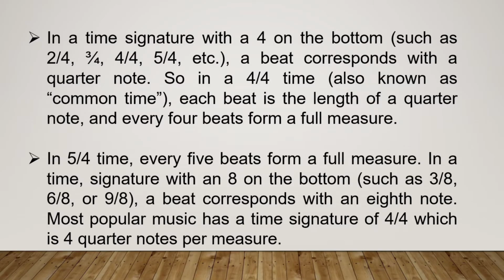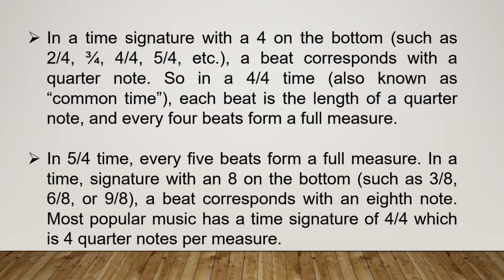While in a time signature with a 4 on the bottom, such as 2/4, 3/4, 4/4, 5/4, and so on, a beat corresponds with a quarter note. So, in 4/4 time, also known as common time, each beat is the length of a quarter note, and every 4 beats form a full measure. Additionally, in 5/4 time, every 5 beats form a full measure.